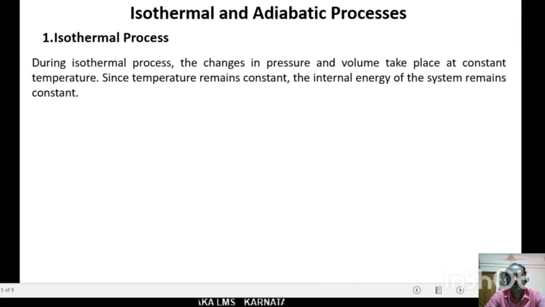Here during the isothermal process, the changes in pressure and volume take place at constant temperature. Since temperature remains constant, the internal energy of the system also remains constant. I repeat, the internal energy of the system remains constant.